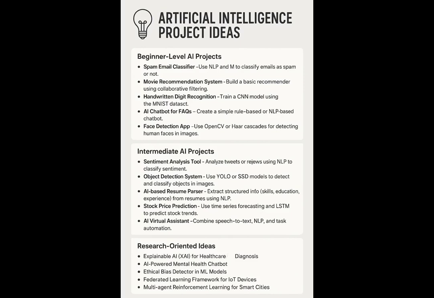Advanced AI projects. Autonomous drone navigation. Build a drone that uses AI to detect obstacles and plan routes. AI for medical imaging. Train a CNN to detect anomalies in X-rays, MRIs, or CT scans. Deepfake detection. Create a model to detect manipulated images or videos using GANs or classifiers. Emotion recognition system. Use facial landmarks and CNNs to identify emotional states from facial expressions. AI-powered legal document analyzer. Automate legal clause extraction and risk analysis using NLP.